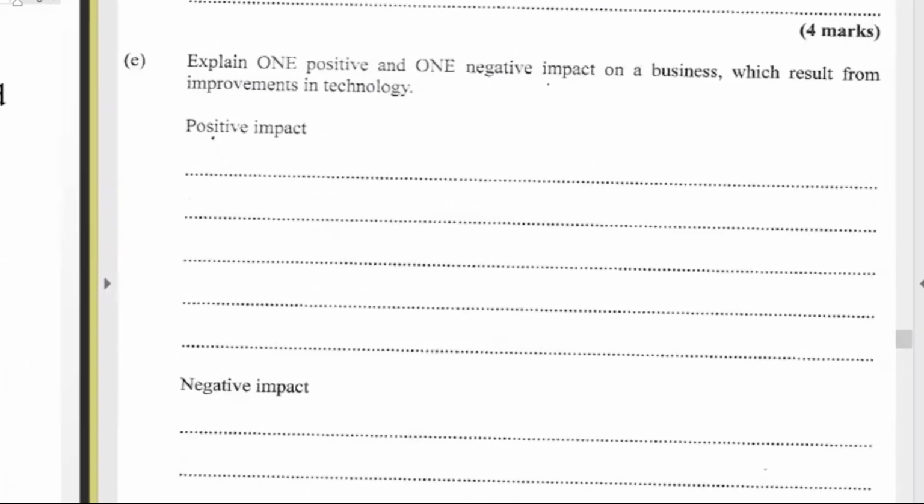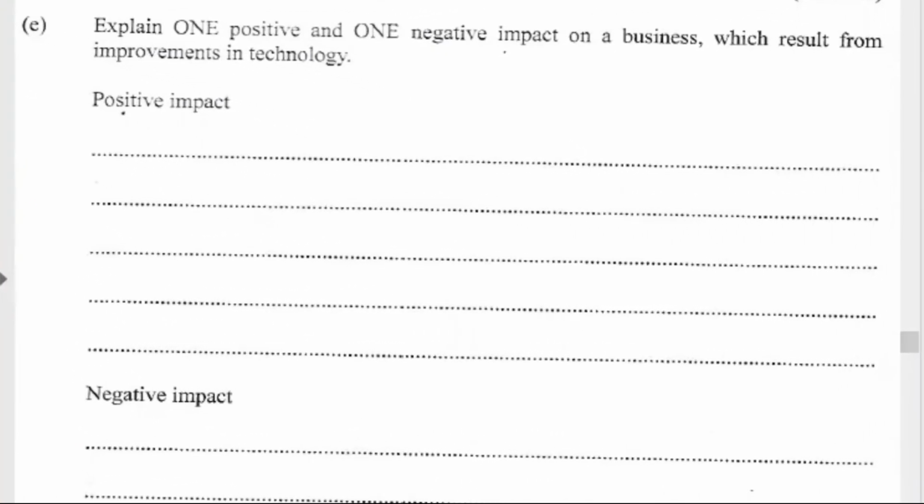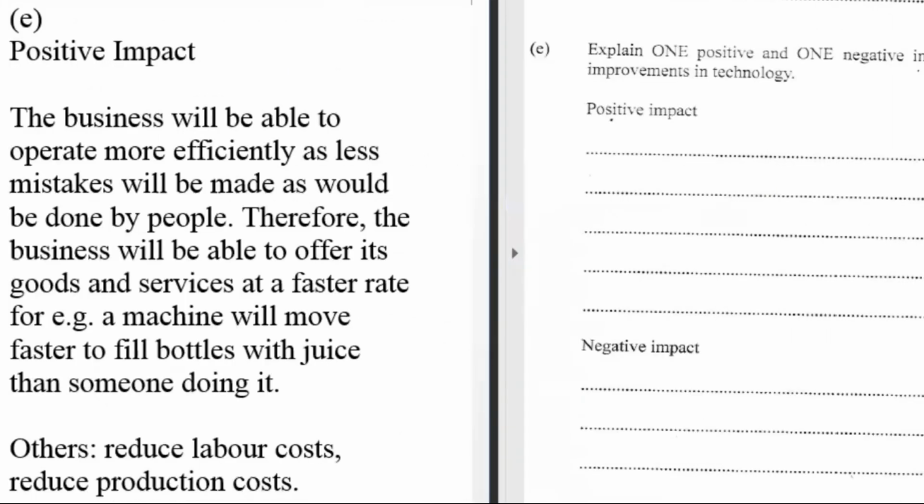Let's look what E says. Explain 1 positive and 1 negative impact on a business which result from improvements in technology. So remember, 1 positive impact, 1 negative impact. And you are to be explaining them. A positive impact is that the business will be able to operate more efficiently, as less mistakes will be made as would be done by people. Therefore, the business will be able to offer its goods and services at a faster rate. For example, a machine will move faster to fill bottles with juice than someone doing it.